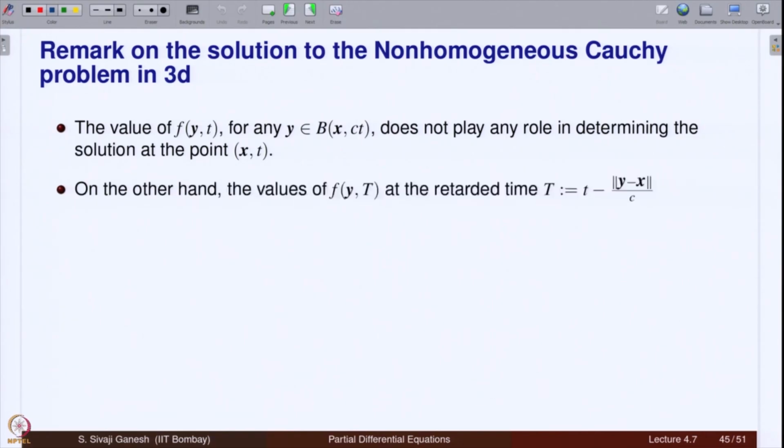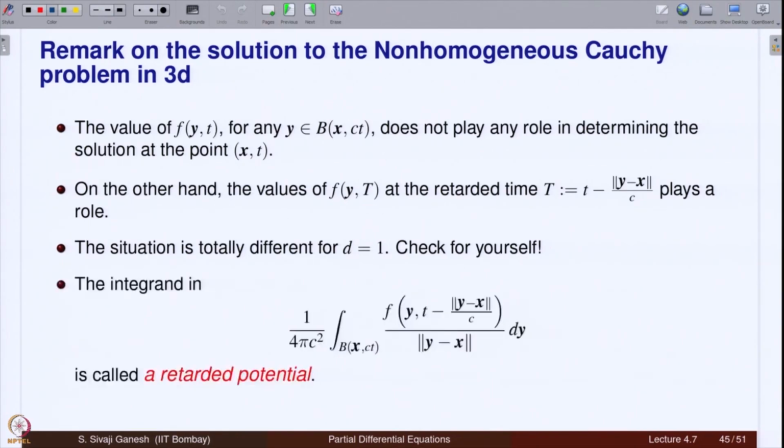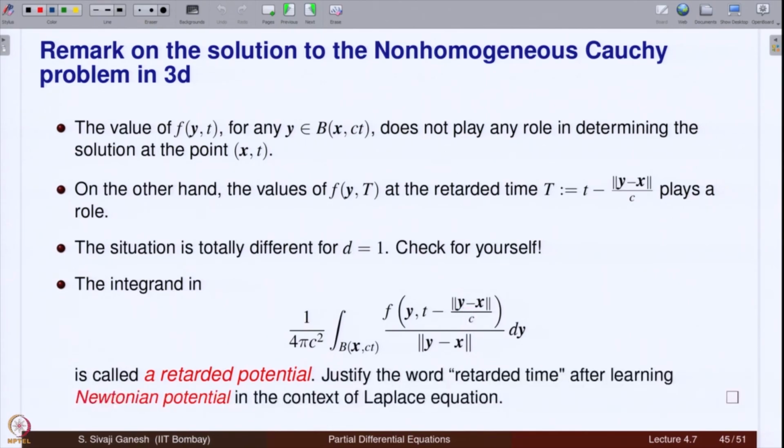On the other hand, the values of f of yt at the retarded time, which is t minus norm y minus x by c, that is what plays a role if you see the formula. And this situation is totally different for d equal to 1. I will request you to check what is that difference from 3D in 1D, and this integrand is called a retarded potential because instead of t we have t minus norm y minus x by c. So, justify the word retarded time after you learn about Newtonian potentials in the context of Laplace equation, which will be done later on.